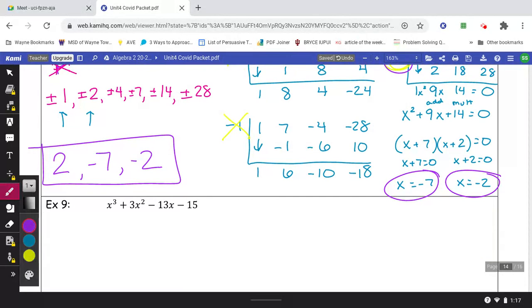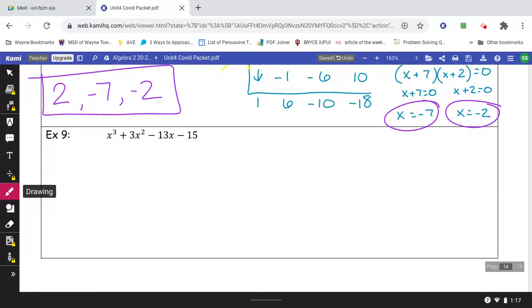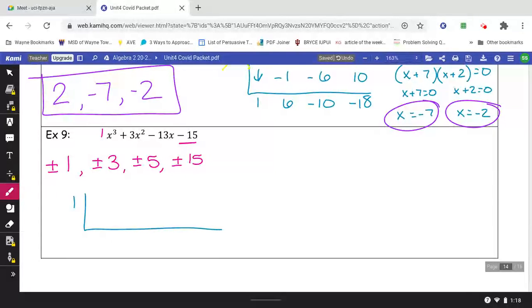All right, example 9, our last one for today. Again, notice the Q in front. That means I can just focus on the 15. My list is going to be 1 times 15 and 3 times 5. Start by checking the first number, +1. Take the coefficients. Those go inside your synthetic division bar. And then you alternate, remember, between multiplying and adding.